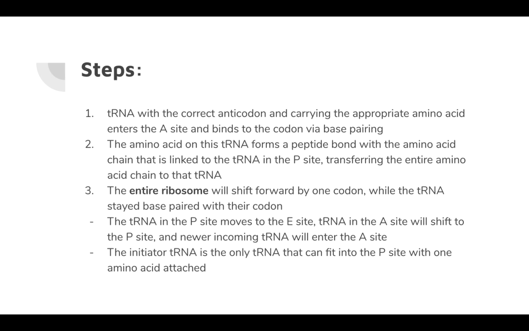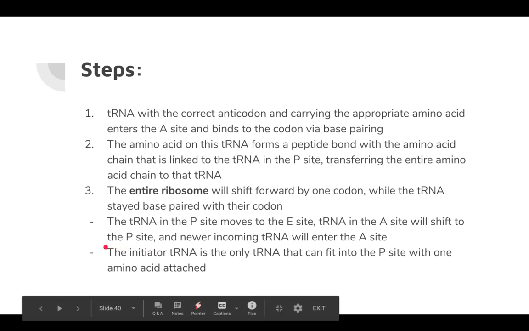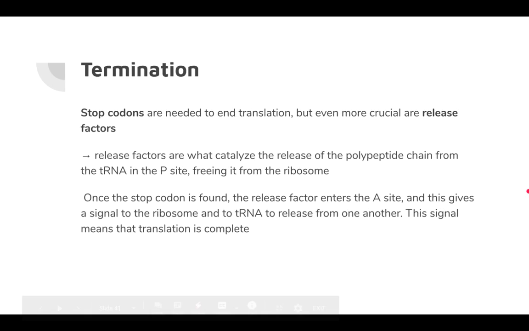Once the subunits of the ribosome shift over, it will look like the tRNAs have moved over, but really the ribosome itself has moved, which is essential. So what's going to happen is the tRNA in the P site will end up in the E site, the tRNA in the A site will move to the P site, and a newer incoming tRNA will enter the A site. And like we said before, the initiator is the only one that can fit into the P site with one amino acid attached. So now we get into termination.